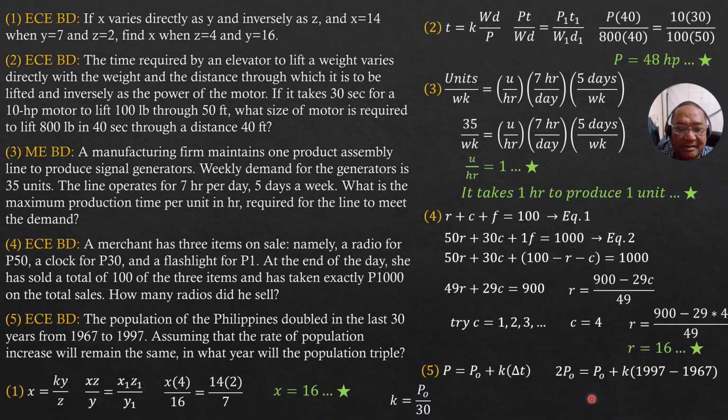Then when the population triples, we just replace P by 3P0. 3P0 equals P0 plus P0 over 30 times quantity year minus 1967. So P0 will be cancelled, common to all. So 3 minus 1 is 2. 2 times 30 is 60. Then 60 plus 1967, that's y equals 2027. So that's it for this video.